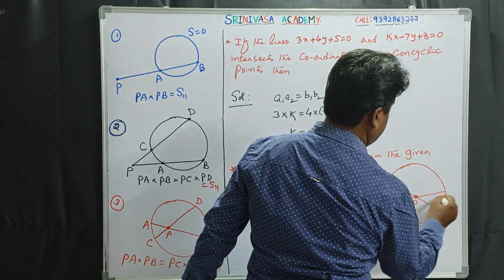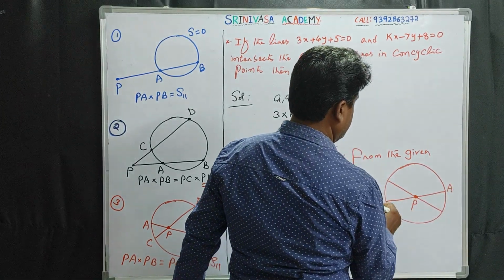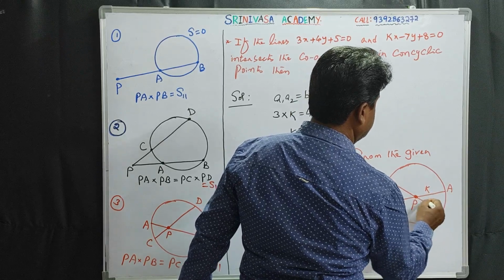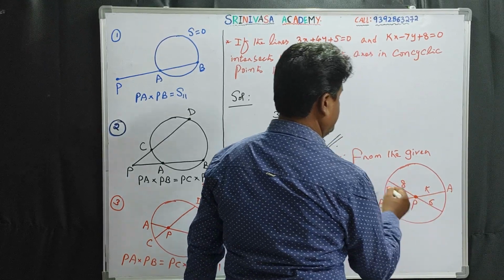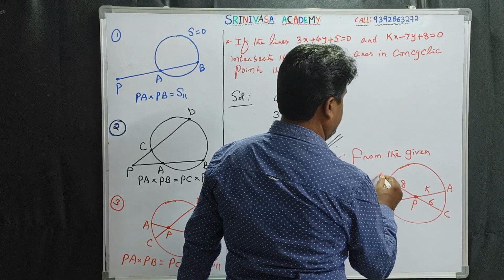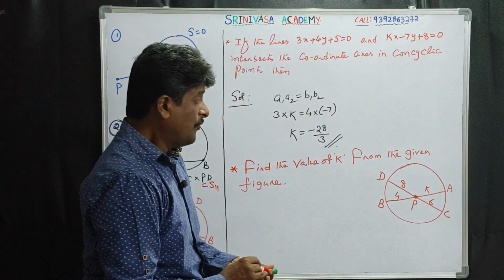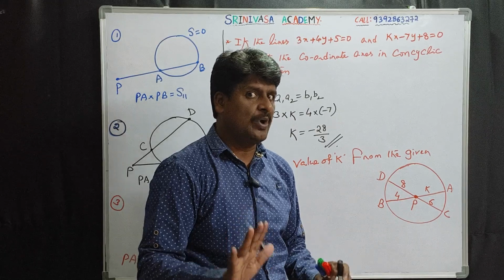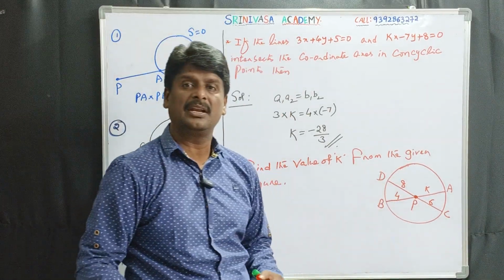Somewhere here is P. This is A, this is B. This side is 4, this side is K, this side is 6, this side is 8. C, D. Find the value of K from the given figure. So what happens in that figure?